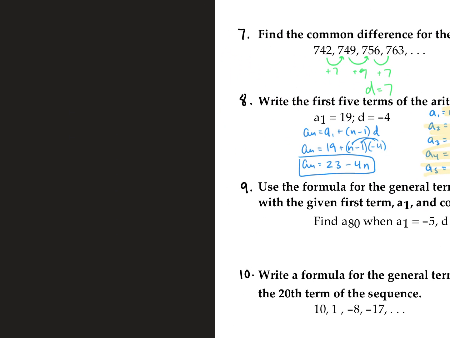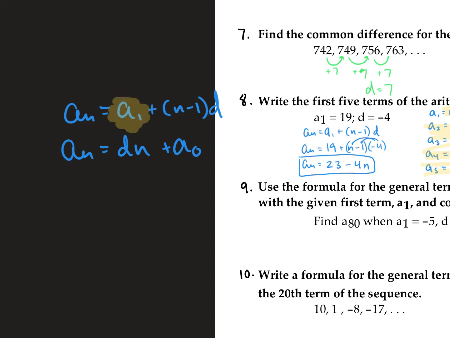So remember, we have 2 equations for a sub n. We can use a sub 1 plus n minus 1 times d, or a sub n is equal to d times n plus a sub 0. And how do we know which one's easier? Either one works both times. If you're given a sub 1, this one would probably be easier. But if it's given as a list and it's easy to find a sub 0, you can use the second one too. They'll always simplify to the same thing, so either one works.